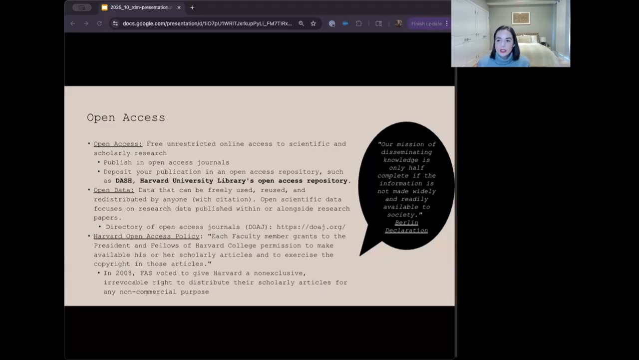And then open access, most of you are familiar with open access, but it's just this international movement that's seeking to grant free and open access to academic information. A publication is defined as open access when there are no financial, legal, or technical barriers in order to access the information. So we do recommend publishing in an open access journal and depositing your publications in an open access repository like Dash so that your data is available to others in the scientific community.